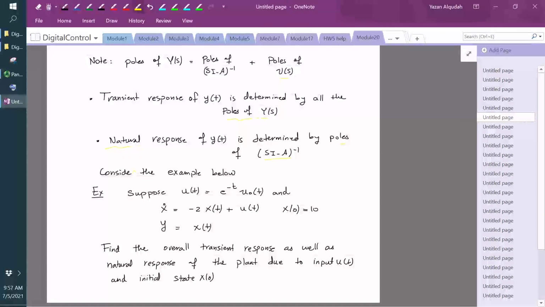So suppose that we have a system and we applied an input u of t equal to e to negative t multiplied by u0 of t, which is the unit step, and the system is given by x dot equal to negative 2x plus u of t. We have initial conditions that is 10, and y is just equal to x of t. We're going to find the overall response as well as the natural response of the system.